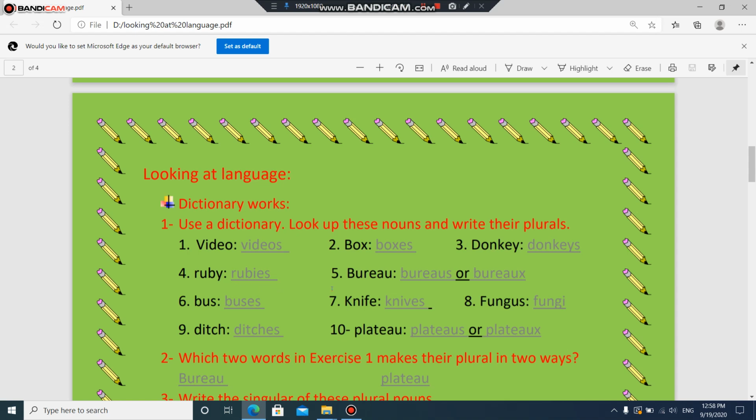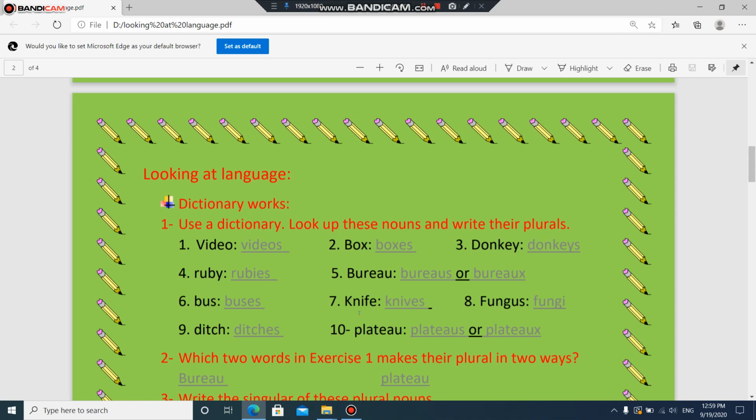Now number 5, bureau, bureaus. That means to change bureau from singular into plural, you can add s or x as you like. Both are correct. Bus, buses. It ends with s. So bus, buses, as I told you.